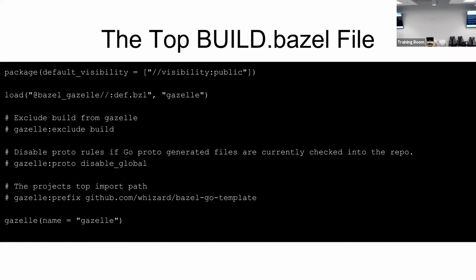But the most interesting thing is, this is saying exclude these directories from the analysis that Gazelle would use. Okay? And this one, if it found proto files, it would try to do something from it. For what we've done, I've disabled that globally because we have another way of doing it. If you want to use this for proto things, then you would not put that in. And then this specifies where your top import path would be. And again, a monorepo is really cool when you have that because that's all you care about, right? And then that's just the actual name of the tool.